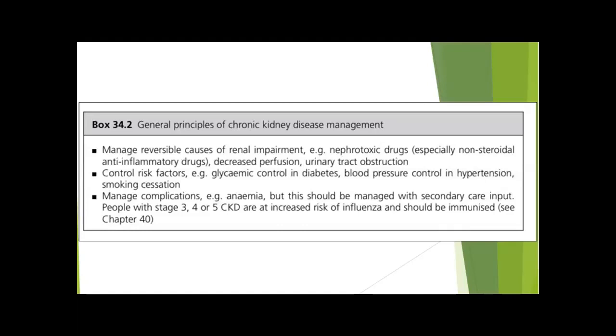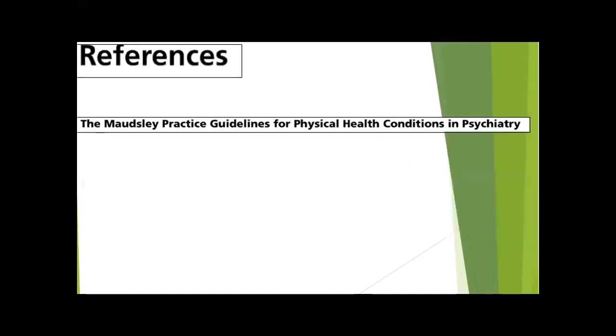General principles of chronic kidney disease: manage reversible causes of renal impairment, for example nephrotoxic drugs, especially non-steroidal anti-inflammatory drugs. Control the risk factors, for example glycemic control in diabetes and blood pressure control in hypertension. Manage the complications, for example anemia, and consider managing in secondary care people with stage 3 and 4 CKD.